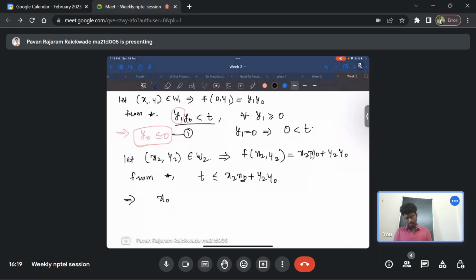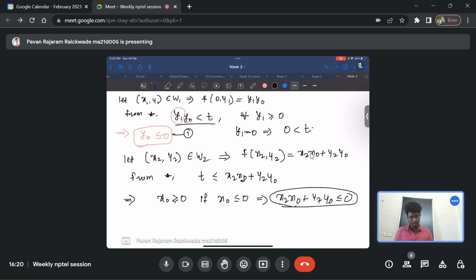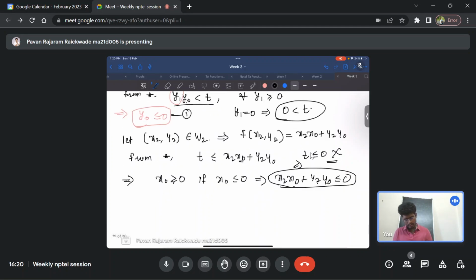So x naught also has to be greater or equal 0, because if not, if x naught is less or equal 0, then x2 x naught plus y2 y naught will also be less or equal 0, because x2 and y2 are positive, and x naught and y naught are both less or equal 0. Hence the whole equation will be less or equal 0, but this implies that t is also less or equal 0, which is not possible, because we already found t has to be strictly positive. So x naught is greater or equal 0.